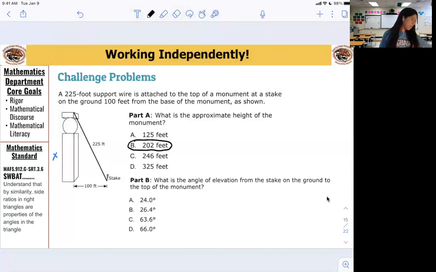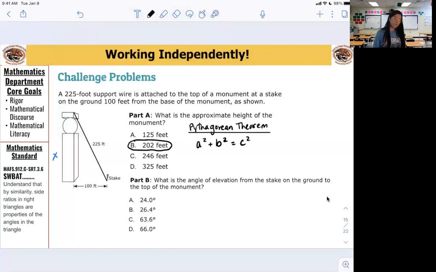Jalen, you want to tell us? Pythagorean. Pythagorean theorem. Yes, exactly. Okay, so a squared plus b squared equals c squared. Fill in the blanks for me, Daniel. What do I put in each of those places?